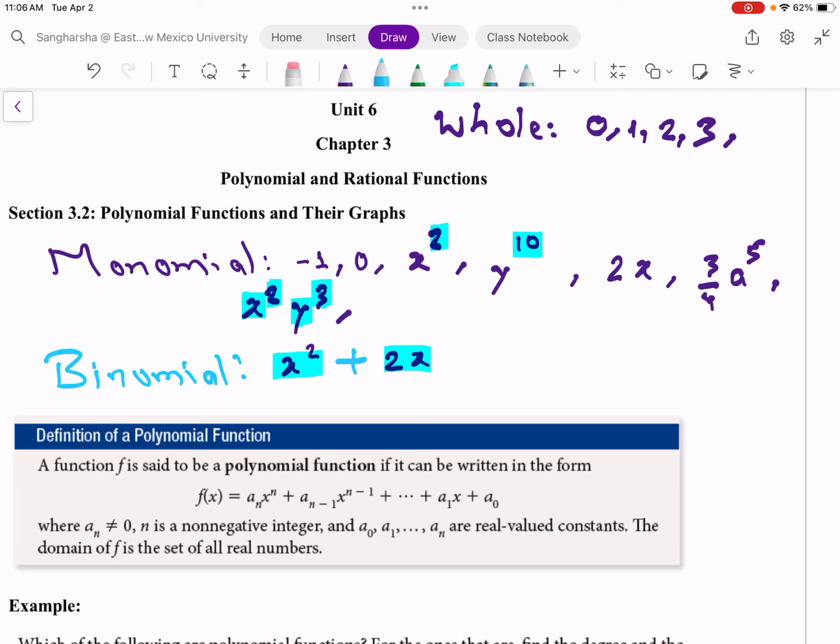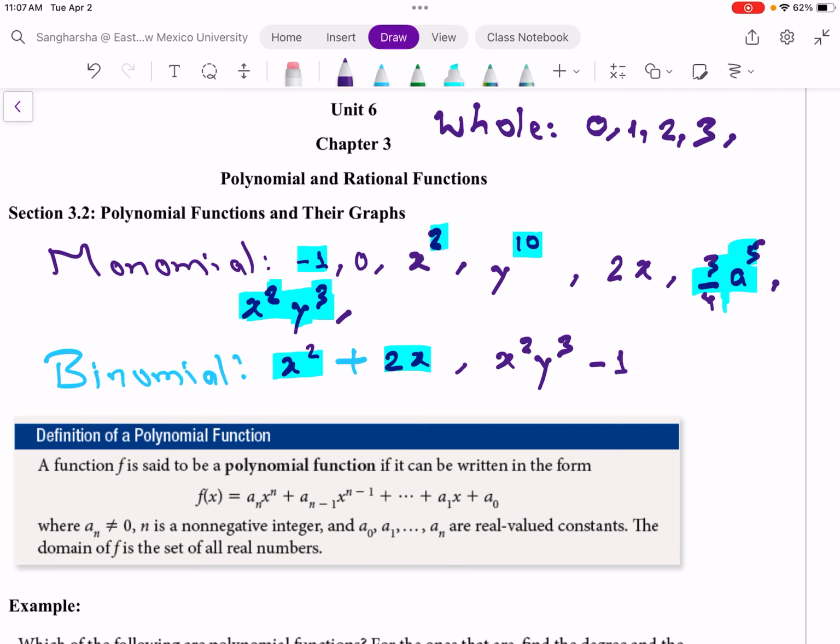A monomial we take as one term. So all these are one term. This is one term, this is also a single term, this is also a single term. But if we connect two monomials with a sum or difference, then that becomes a binomial. Similarly we have x squared y cubed minus 1. This is also a binomial.